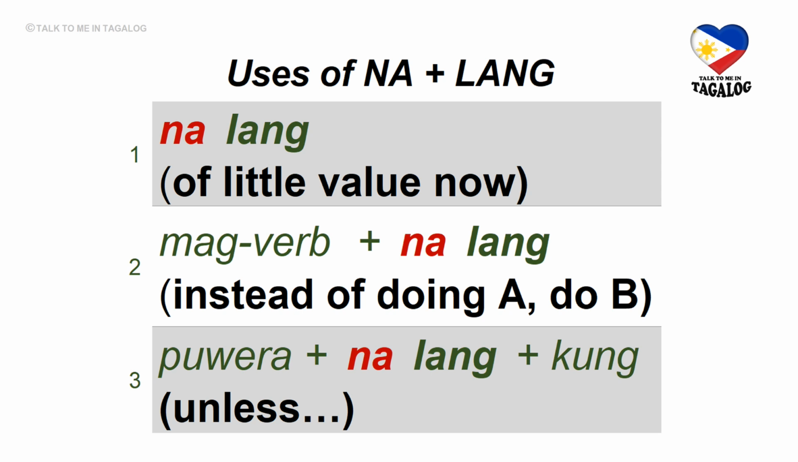I suggest that you repeat these phrases at least 3 times just to memorize the word order so that you will not get confused later. Just say na lang, puwera na lang kung, puwera na lang kung, puwera na lang kung, and then the meaning.